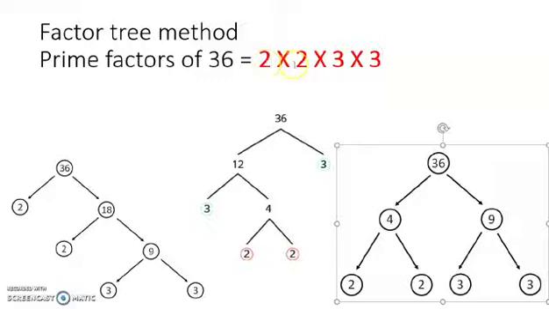You can see it here. So no matter how you break the number, you will get the final prime numbers the same, and you can multiply them also to check it. I hope this is a very easy, very interesting and very nice method to remember, that we can find prime factors of any number using the factor tree method.